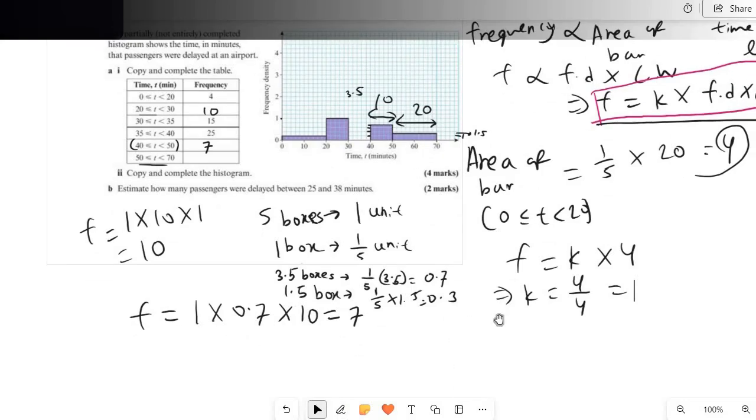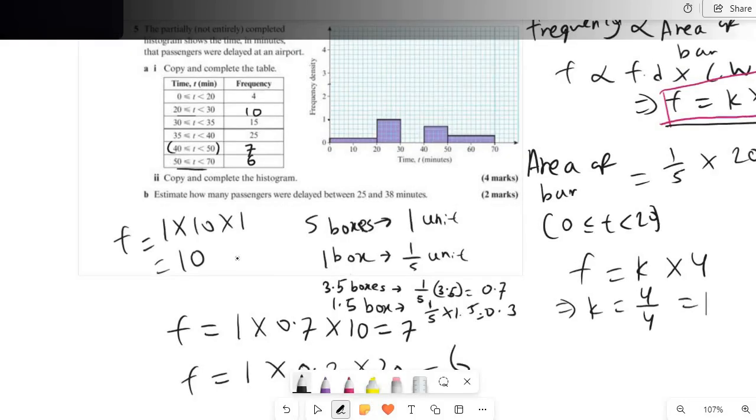Now we use the formula again. F equals K multiplied with the area of the bar. So F is going to be equal to K, which is 1, multiplied with the frequency density, which is 0.3, and then multiplied with the class width, which is 20. So multiplying this gives us 6 here, meaning that the frequency is going to be 6.